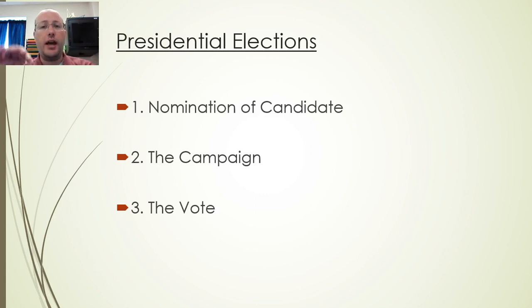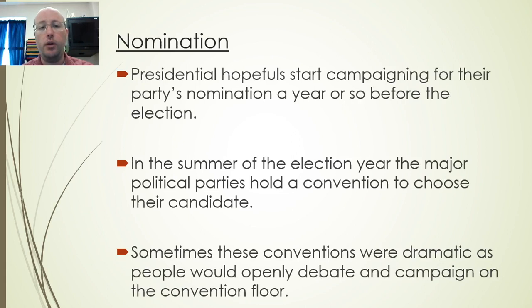The presidential elections happen in 3 stages: the nomination of the candidate, the campaign, and the vote. So let's talk about this. Nomination is where presidential hopefuls start campaigning for their party's nomination a year or so before the election. Usually, like in the 2020 election, late 2018, early 2019, if you're not in full swing by 2019, you're already going to lose. That's kind of the idea.